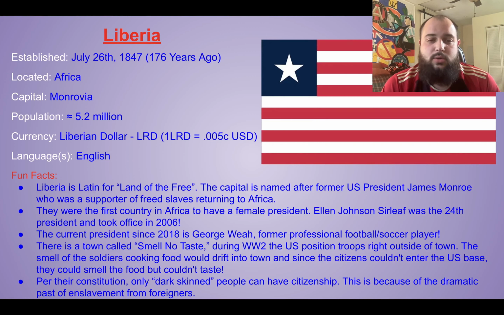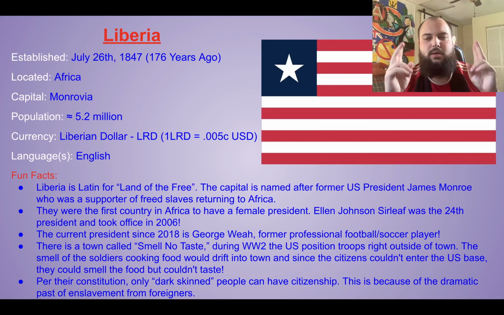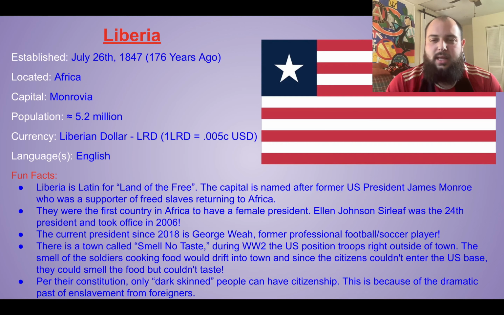They were the first country in Africa to have a female president, which I thought was pretty cool. Ellen Johnson Sirleaf. Hopefully, I'm saying the last name right. You can also see a lot of Western or Americanized names, Ellen Johnson, but then adding that Sirleaf in the end. She was the 24th president and took office in 2006, so that's kind of cool.